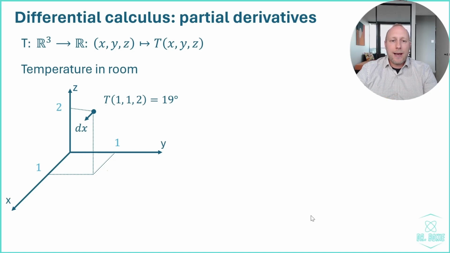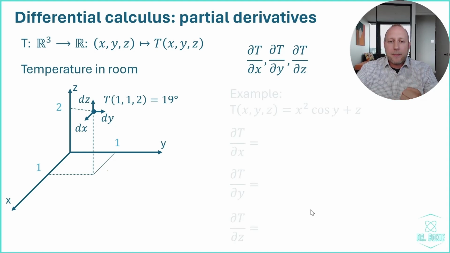In that case, we look at how T changes when only its x input changes and y and z remain constant. The derivative that represents how much T changes when only its x input changes is written as this rounded d, dT by dx with a rounded d, and this is known as the partial derivative of T with respect to x. We can do something similar in the y direction. If we move only in the y direction, then we get a partial derivative of T with respect to y, and similarly dT dz.